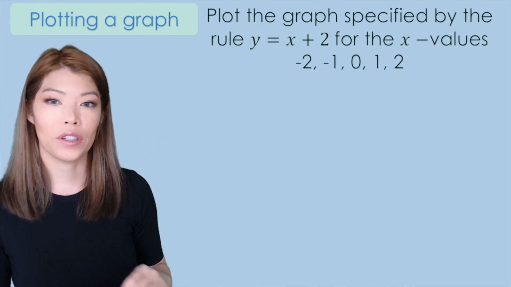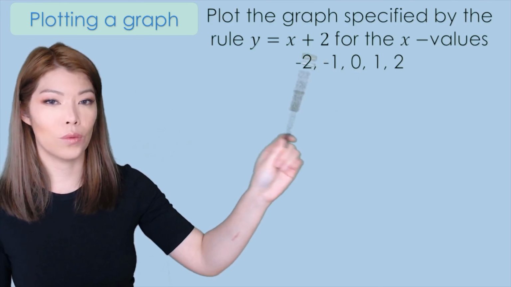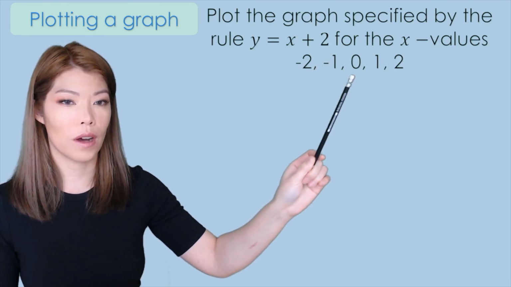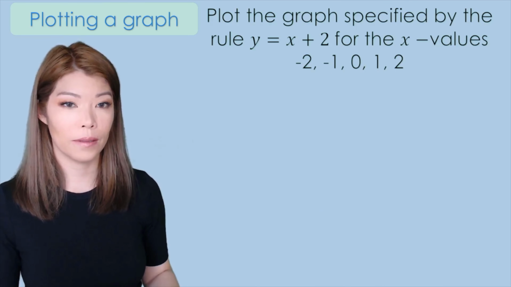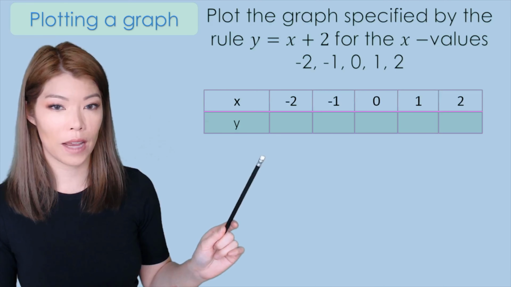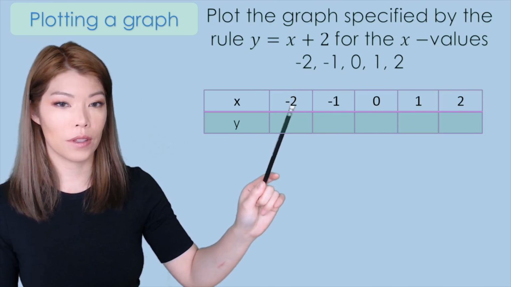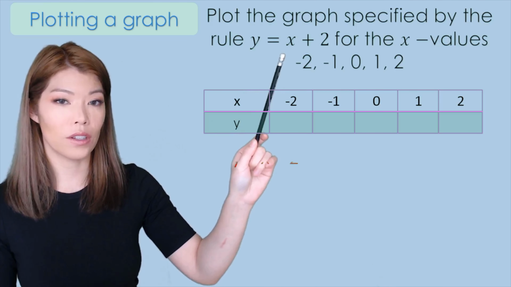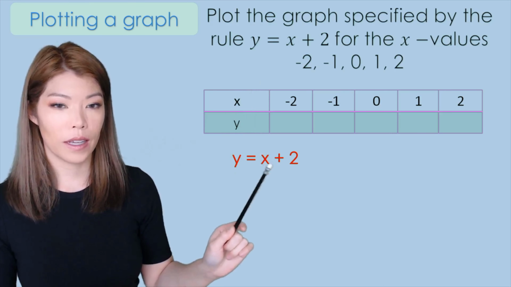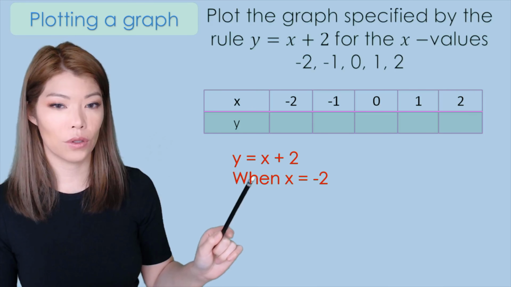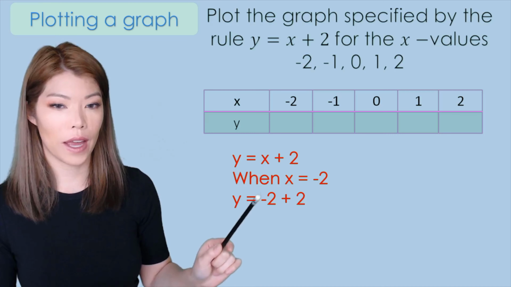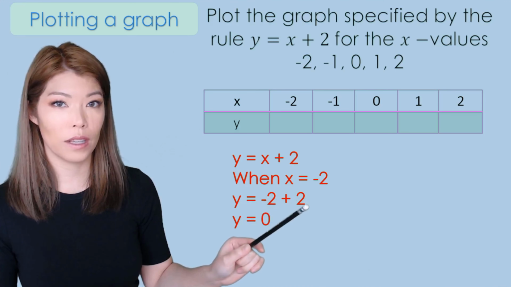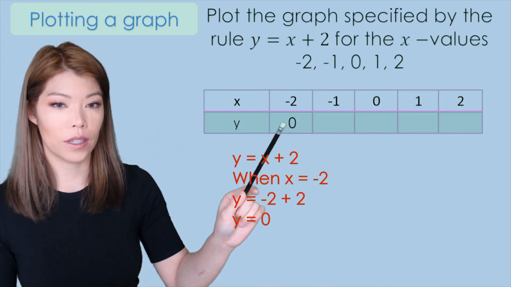Let's have a look at this question. Plot the graph specified by the rule y equals x plus 2 for the x values -2, -1, 0, 1, and 2. So first of all, let's draw a table where we have all the x values given to us, and now we have to work out the y values using that equation. So y equals x plus 2. When x is -2, we put -2 in there where the x is, and we obtain y equals 0 because -2 plus 2 is 0. So let's put a 0 there.